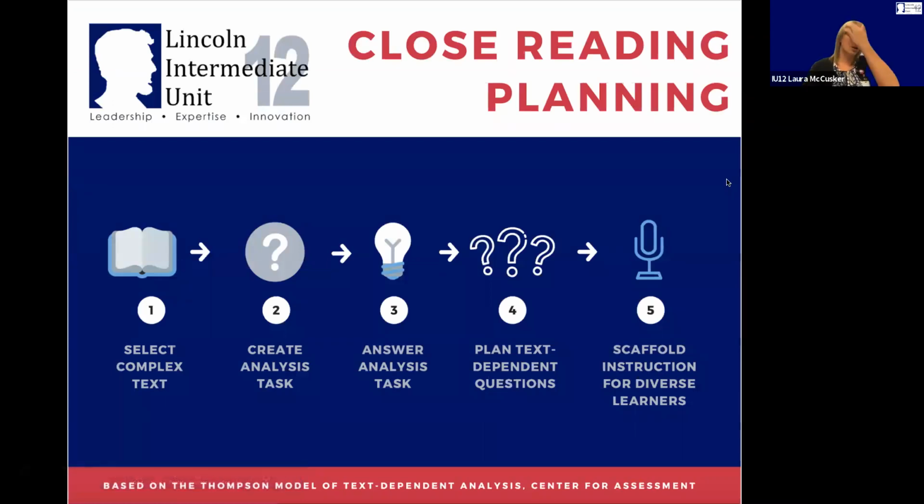Often when I work with teachers on close reading planning, I set up this kind of infographic for them to think about what's my professional responsibility when I'm setting up or designing in that domain 1, preparation and planning. And so, like I mentioned, or you saw on those charts just a slide ago, selecting the complex text, creating the tasks that students are going to do that are aligned to our standards and grade level. I'm going to answer that task to create an exemplar for my students and then plan text-dependent questions. So this is specific to when I'm having students read with the intent that they're then going to respond in some way.